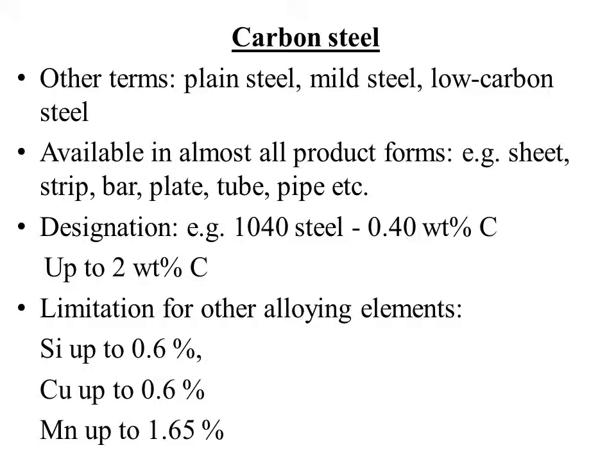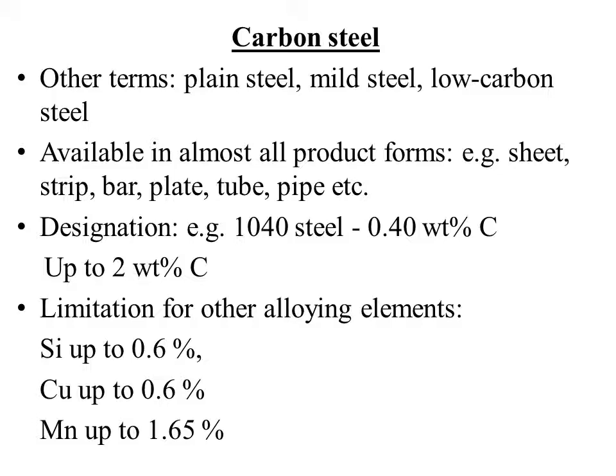Apart from the above, we have other terms to describe carbon steel: plain steel, mild steel and low carbon steel. They are available in almost all product forms, that is sheets, strips, bars, plates, tubes, pipes, etc. That is, they can be made into any shape. Their designation number indicates the type of steel and the weight percentage of carbon. Carbon up to 2 weight percentage is called carbon steel.